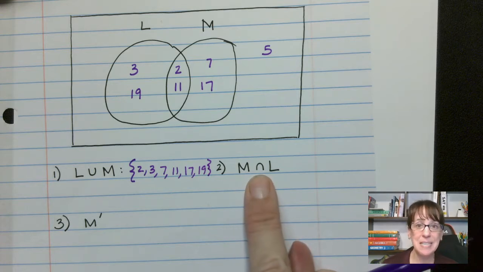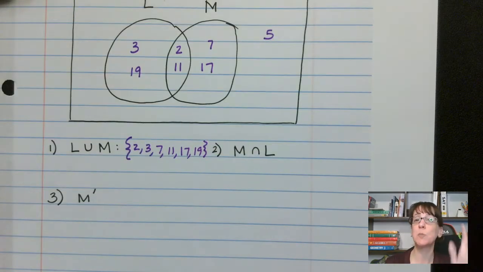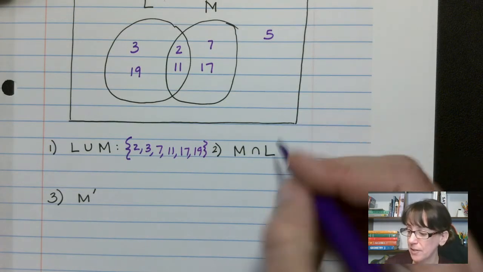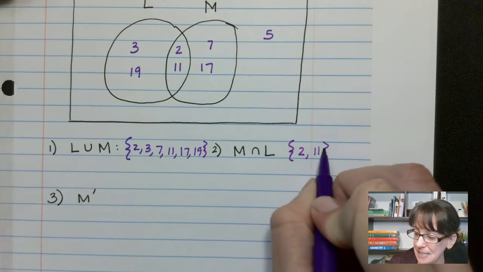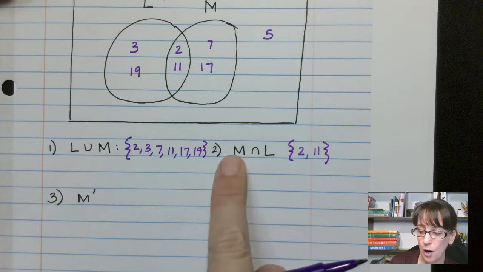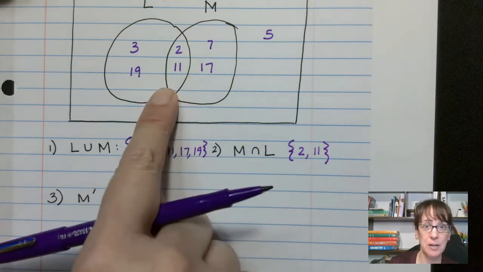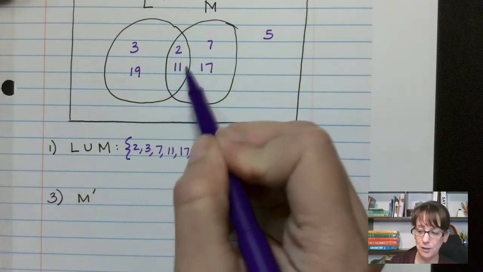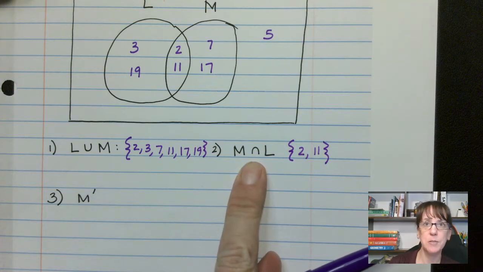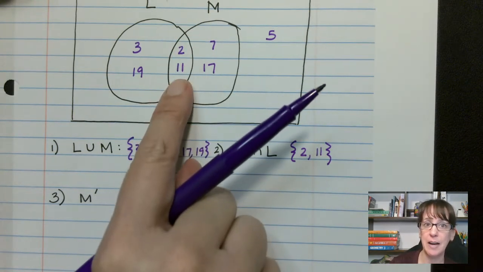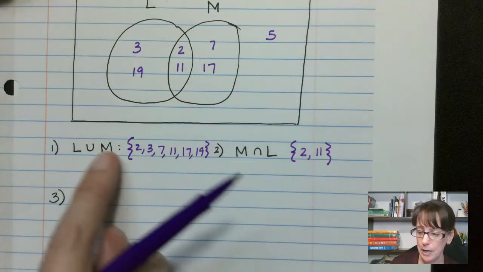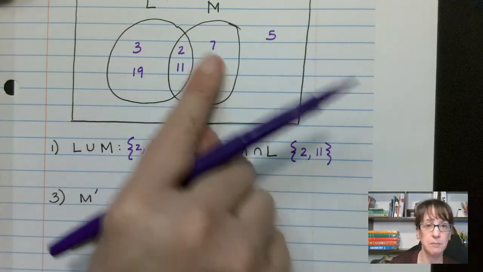Now, ∩ means intersection, and that is specifically just where they overlap. So in that case, the set would be just 2 and 11, because M and L overlap right here in the middle. Now, if I were to shade that, you will sometimes be asked to denote your Venn diagram by shading. So in that case, I would shade just this middle part. But for the union, I would shade everything between L and M.